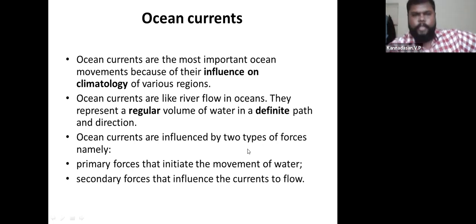Anyways, just like any other thing in the globe, the important reason is the source of the sun. The sun is the source for all the changes that are happening in the globe. So here also the sun plays the major role. If you see the ocean current, they are influenced by two types of forces. One is the primary, the other one is the secondary. Primary forces are the forces that initiate the movement of water, that is the ocean current.